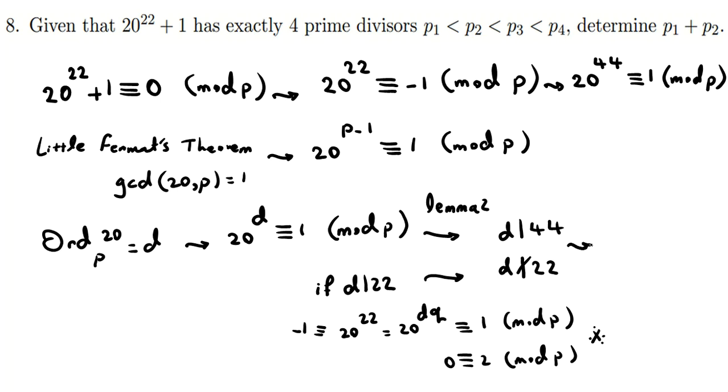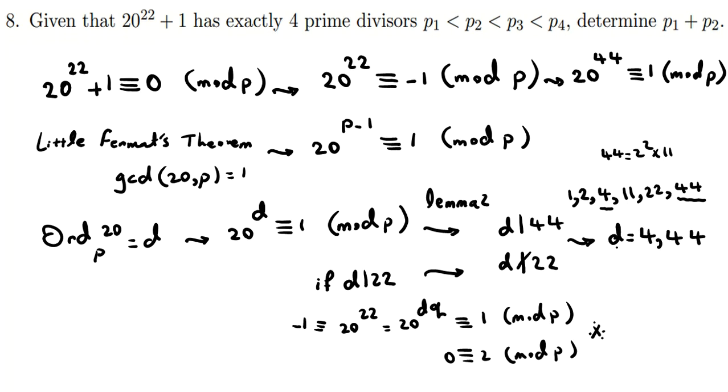So what are the cases for D? D divides 44, D doesn't divide 22. So if you write all divisors of 44, it is 2 squared times 11. Divisors: 1, 2, 4, and the next ones, 11, 22, 44. So the only possible cases for D are what numbers? 4 and 44, which are not divisors of 22. So D can only be 4 and 44.